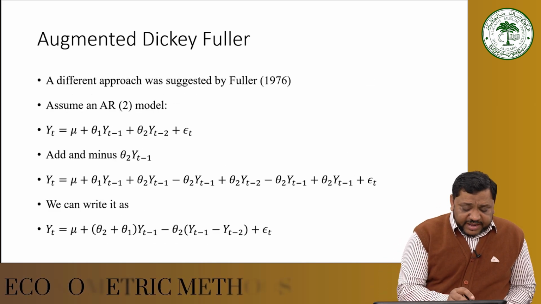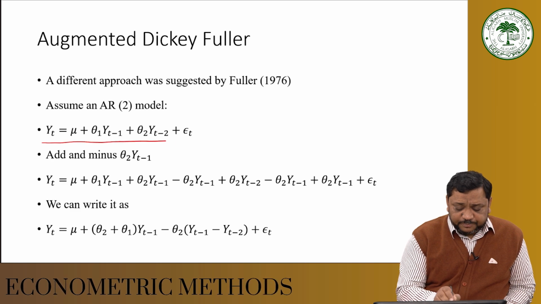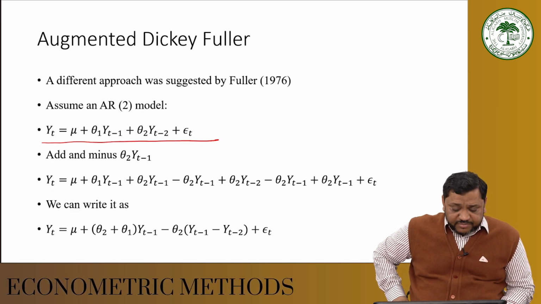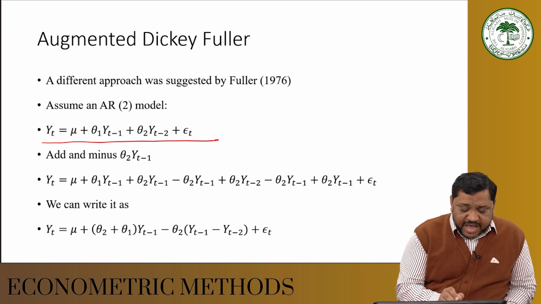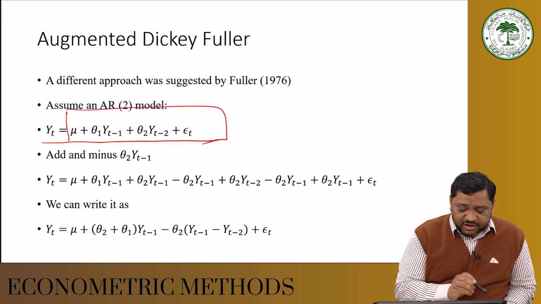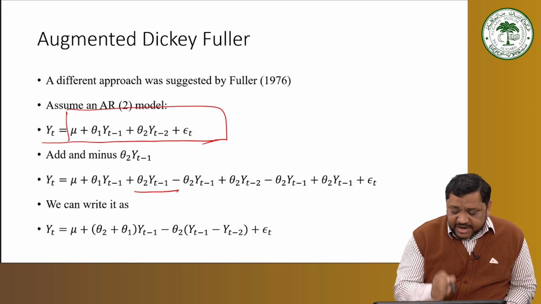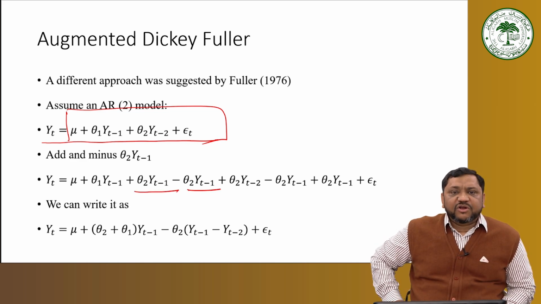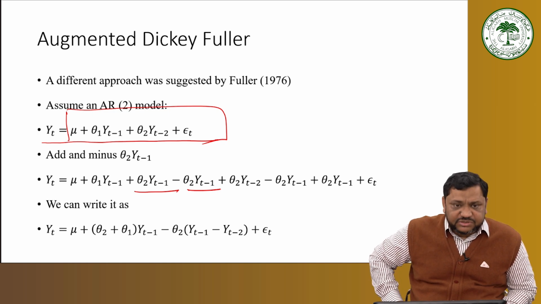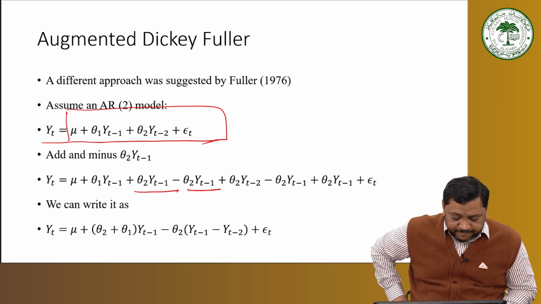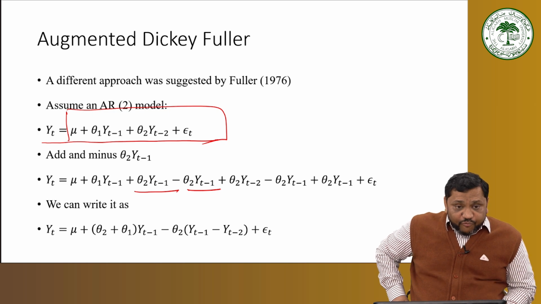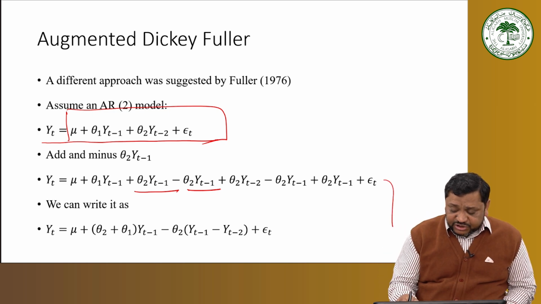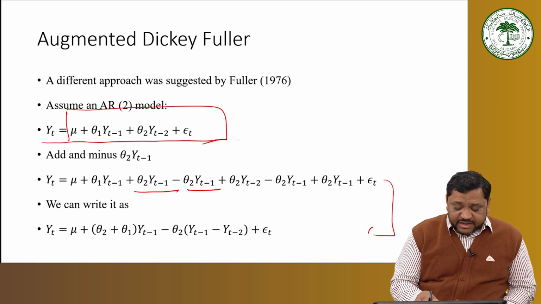what do we do? We take yt is equal to mu plus theta 1 yt minus 1 plus theta 2 yt minus 2. On both sides we add and subtract a term on the right hand side of the equation. Since we add and then subtract the same term, it will not have any real impact on the equation. Upon rearranging this equation, we can write it in this format.